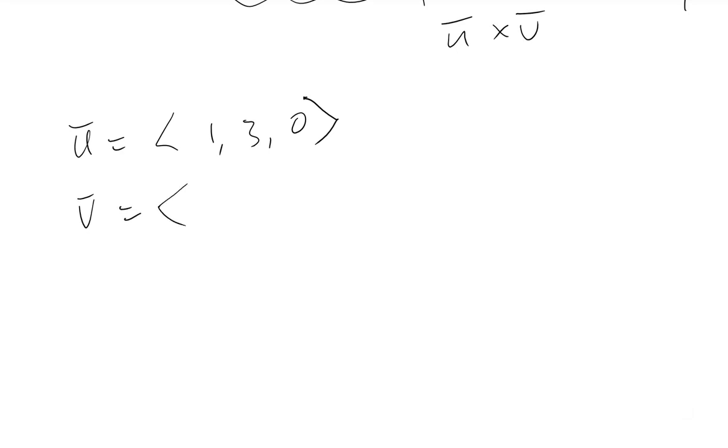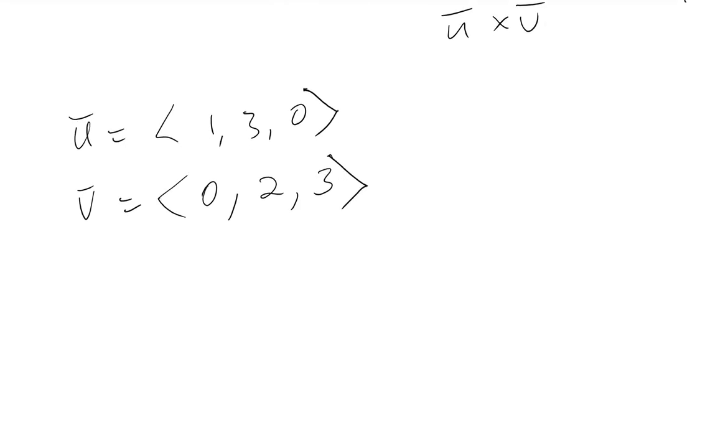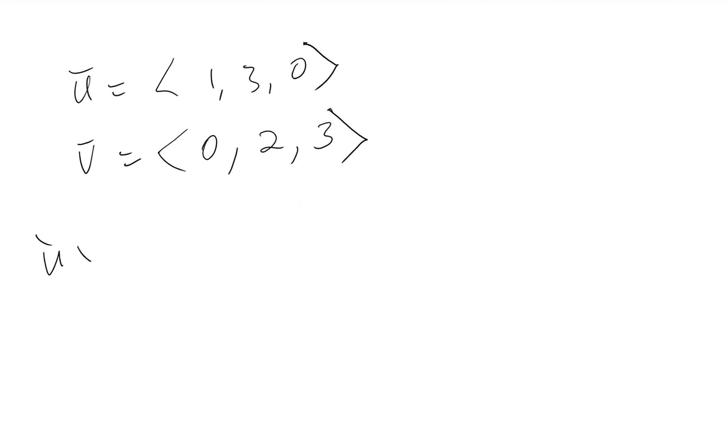V is, let's make it 0, 2, 3, like this, okay? I'm trying to think of what this is going to look like. So we'll do the cross product, so U cross V. I had to think about it because I want to make the geometry look pretty cool.